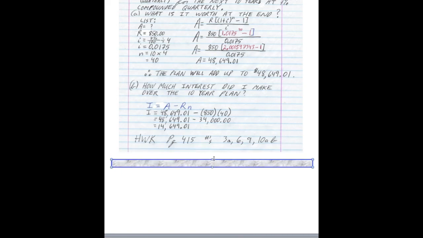There's the homework. Now I did slice it back. There's only, I think, 5 or 6 questions there. So I think you should do all of them. At least be prepared to do all of them.